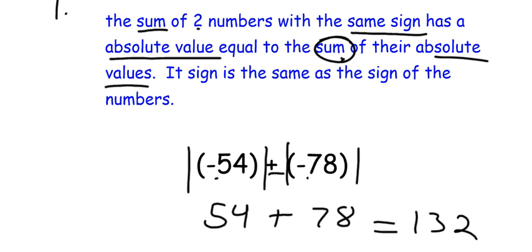132. All right, but we don't stop there, right? There's another sentence right here. Got to finish the clause. That being the answer, its sign is the same as the sign of the number. So originally we had 2 negatives, and when you add a negative to the negative, you get a negative. So in the end, we get an answer of negative 132. But we see this process of breaking it down. All right.